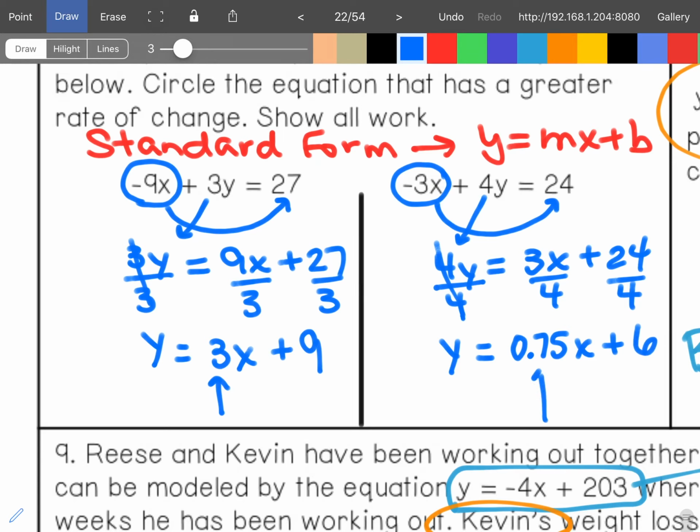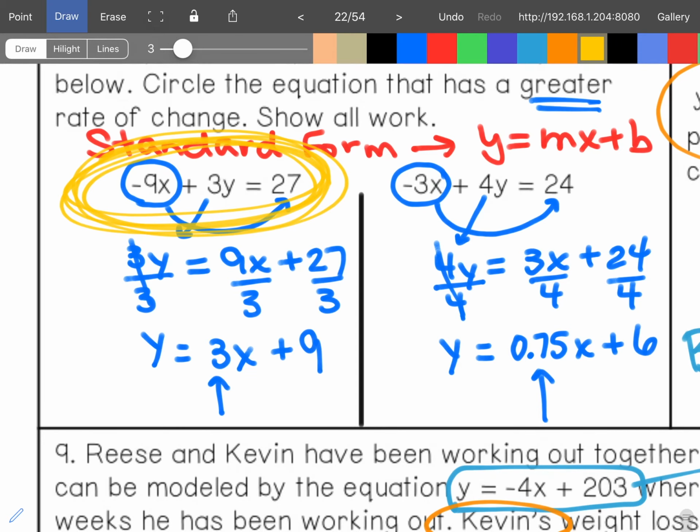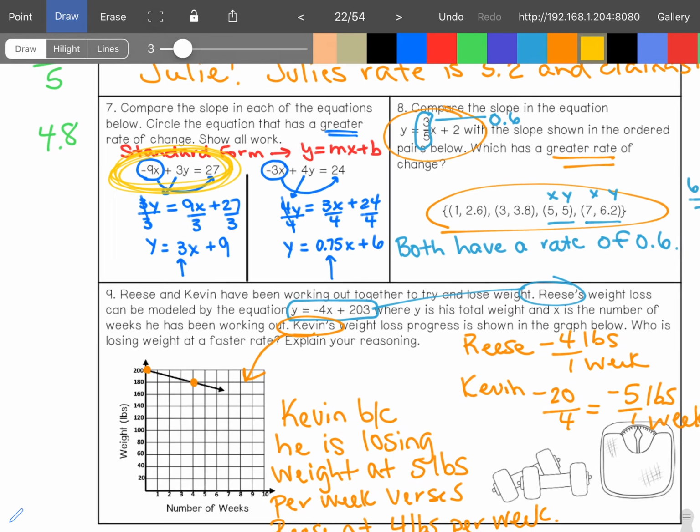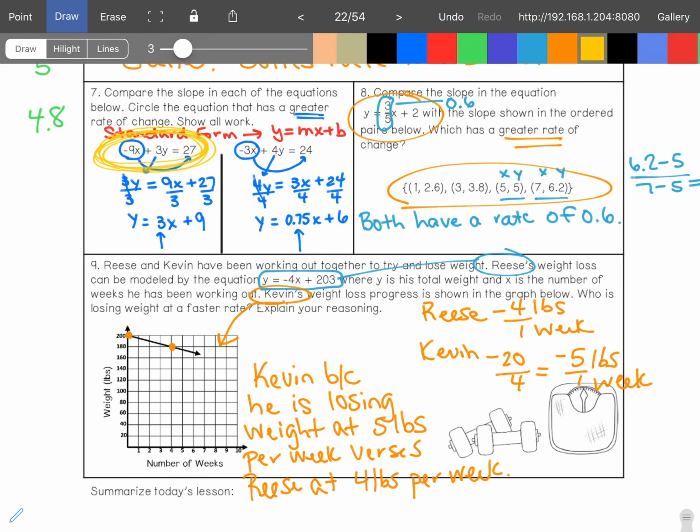So where is your slope? It's right here. And which one is greater? Because it's asking for the greater rate of change. Well, 3 is greater than 0.75. So this equation is the equation that has the larger slope. And that's what it's asking you to do, circle the equation that has the greater slope, greater rate of change. All right. Thank you very much.